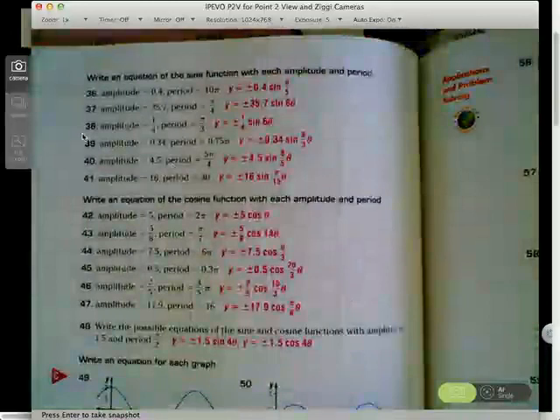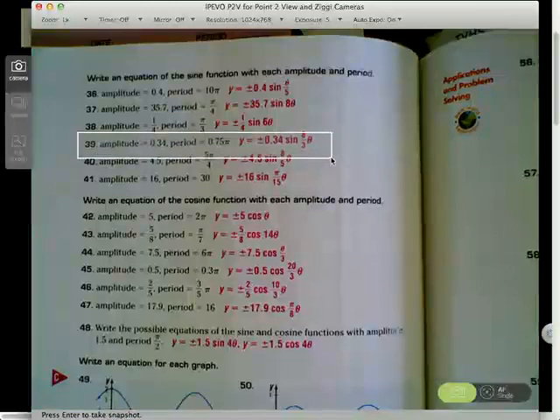All right, so here they gave us the amplitude and the period. Awesome, this is a good one.